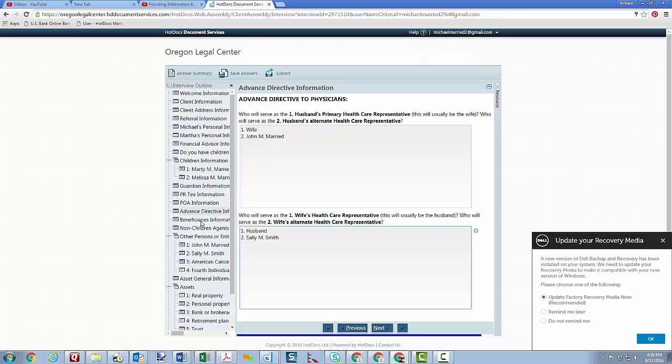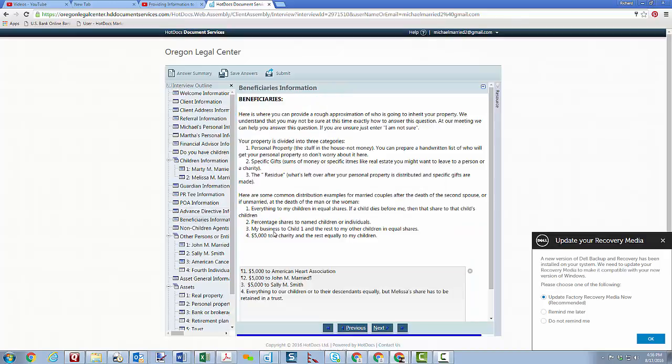Then beneficiaries information. Here's where you say, in general, who is going to inherit your estate. Now, you don't have to know the exact answer to this. Just do your best. In this case, we've put down $5,000 to the American Heart Association, $5,000 to John M. Married, $5,000 to Susan Sally M. Smith, and then everything to our children equally.